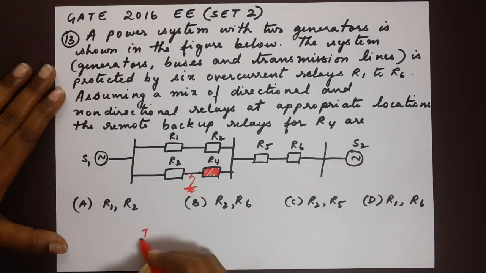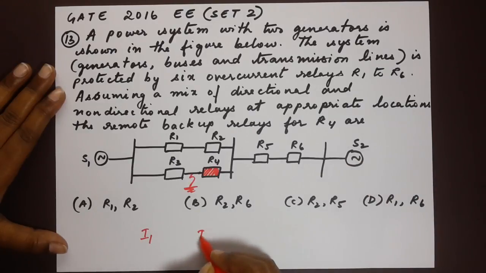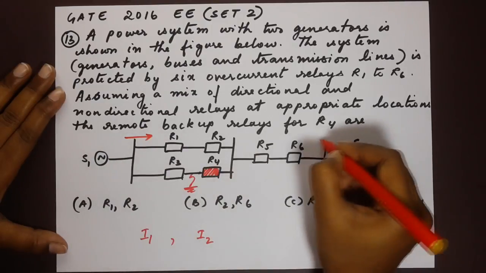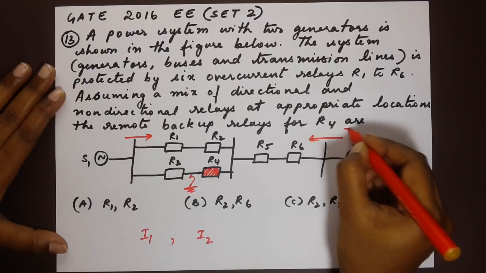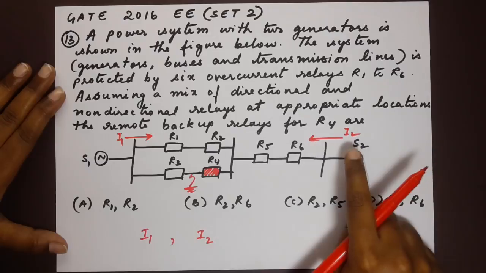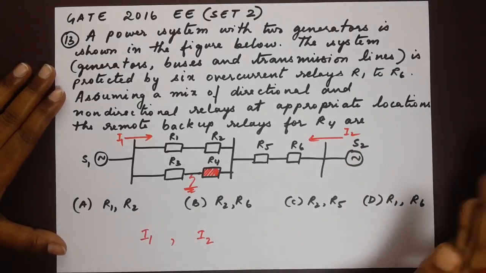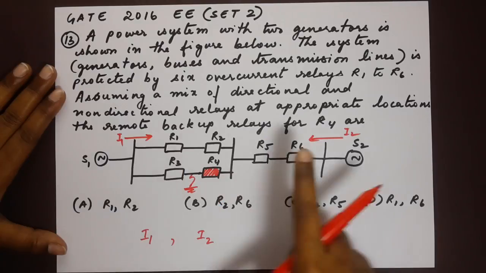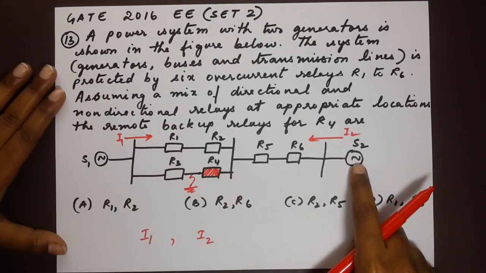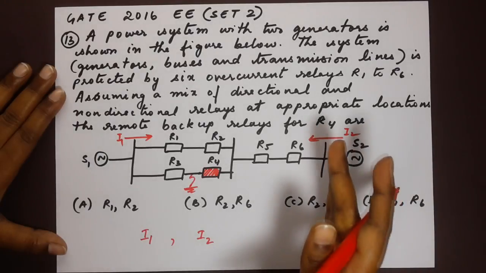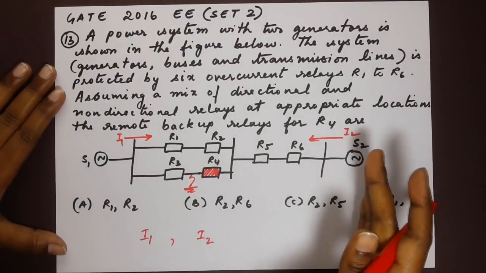We have to keep in mind the currents I1 and I2. These two currents must be limited. I1 from the first generator and I2 from the second generator here. These are the two currents that we need to limit. So in order to limit I1, R1 must operate, and in order to limit the current I2, R6 must operate. It's the very first relay that needs to operate.